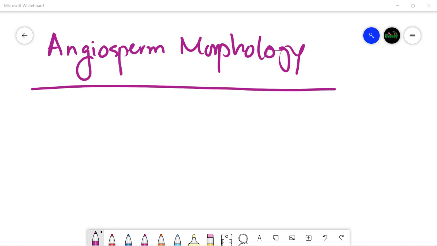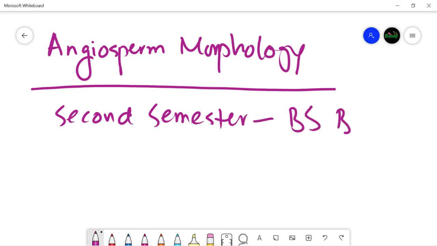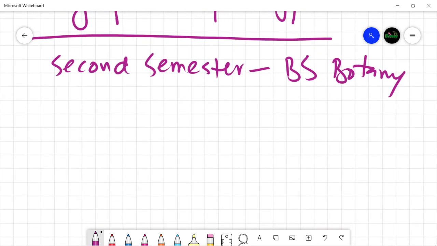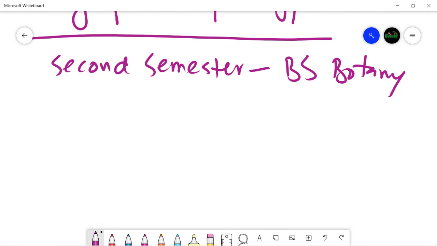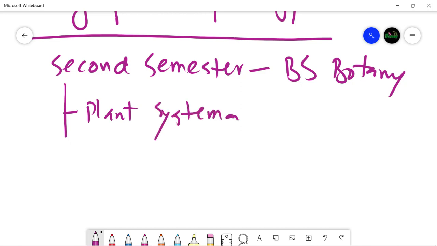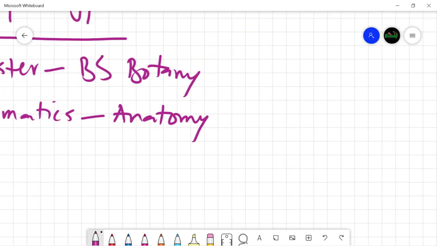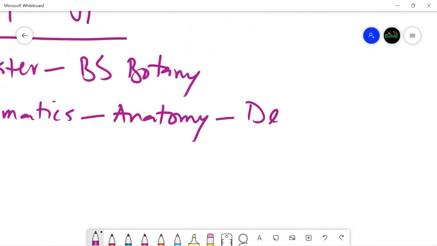This course is part of the curriculum of second semester in BS Botany. In the second semester of BS Botany, we have a paper dedicated to plant systematics, anatomy, and development or embryology.